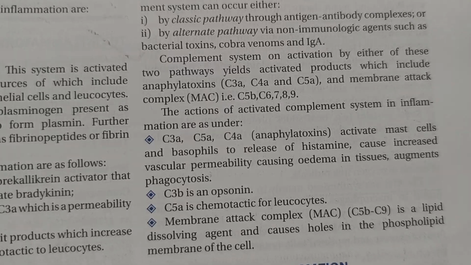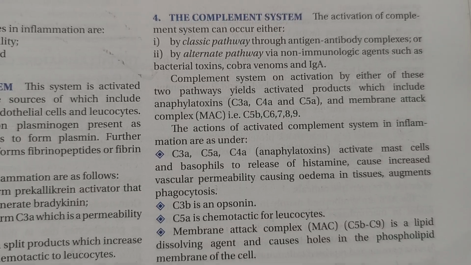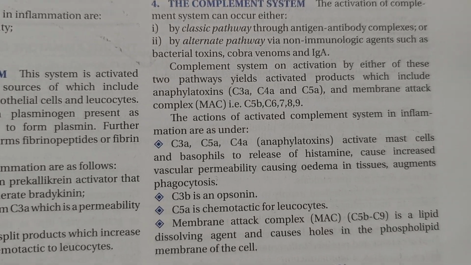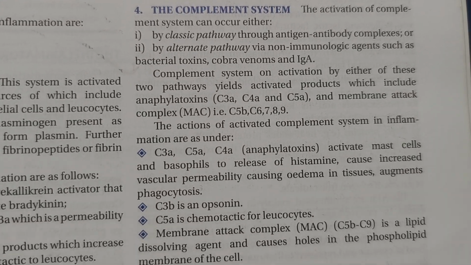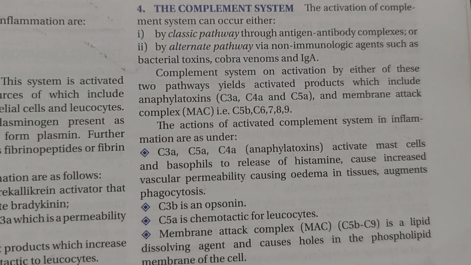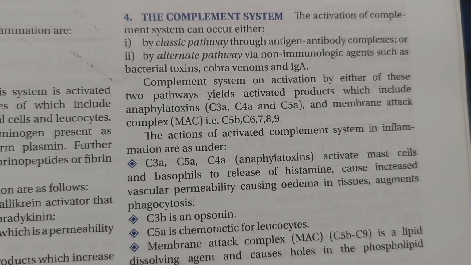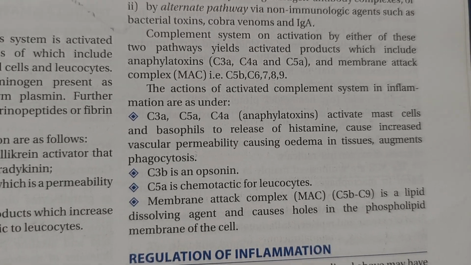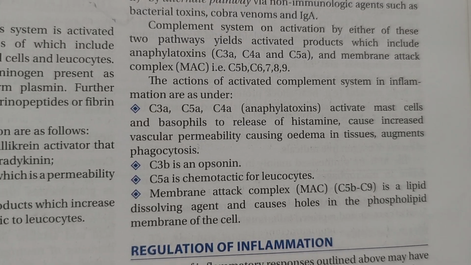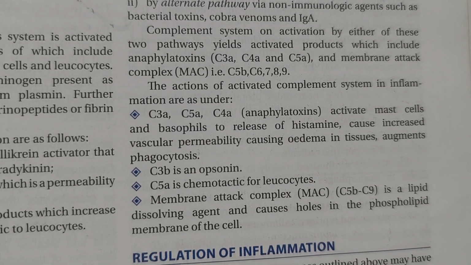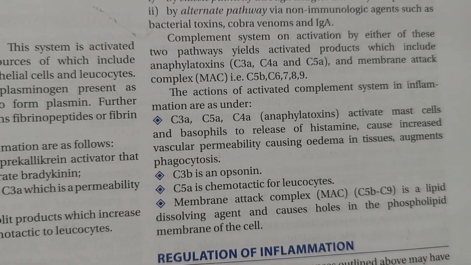These are the functions of the complement system, and the whole complement system is very important. So repeating again, the activation of the complement system can occur either by the classical pathway through antigen-antibody complexes or by the alternate pathway via non-immunologic agents such as bacterial toxin, cobra venom and IgA. So there are two ways of activating the complement system. Upon activation, activated products like anaphylatoxins C3a, C4a and C5a and membrane attack complexes like C5b, C6, C7, C8 and C9 are formed.